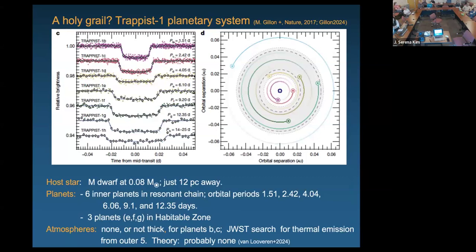In this institute you must have lots of talks on TRAPPIST-1. I won't say very much about it, except that looking for atmospheres has turned out to be a tough job on these planets. Whether they even exist or not is an open question.